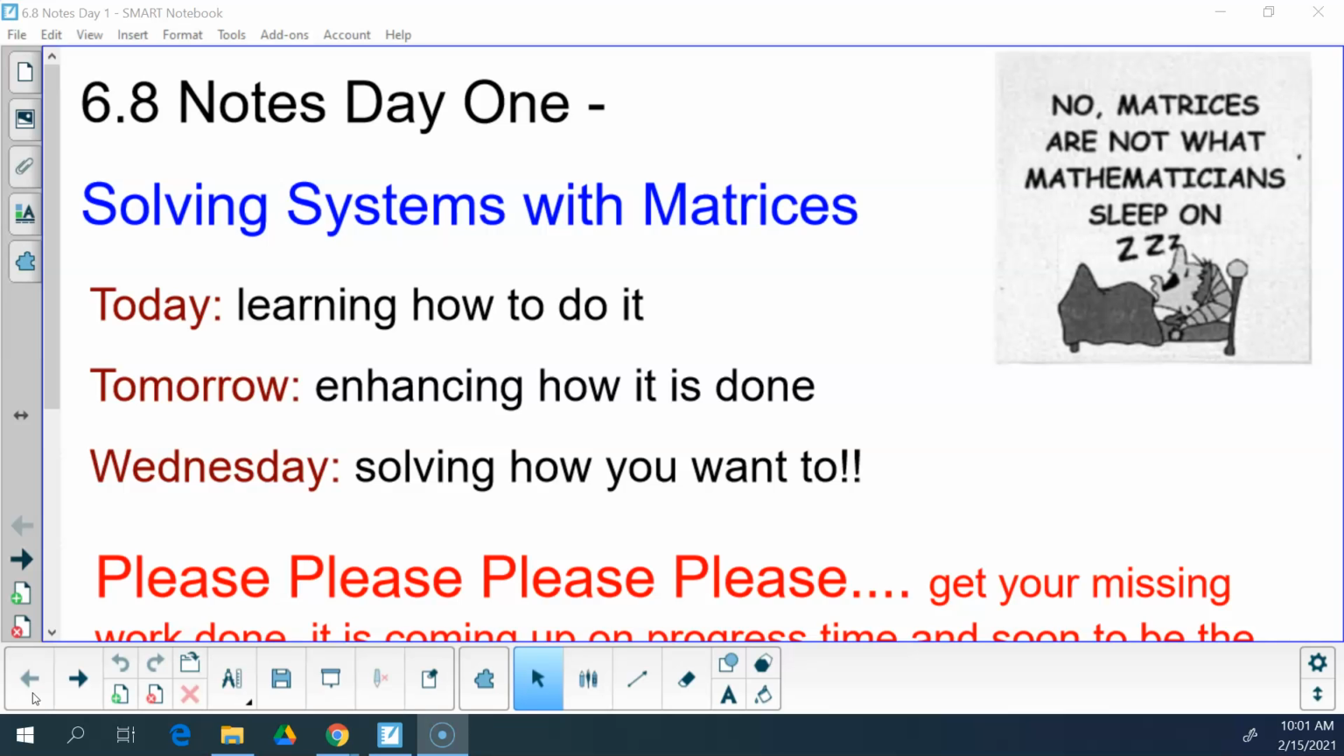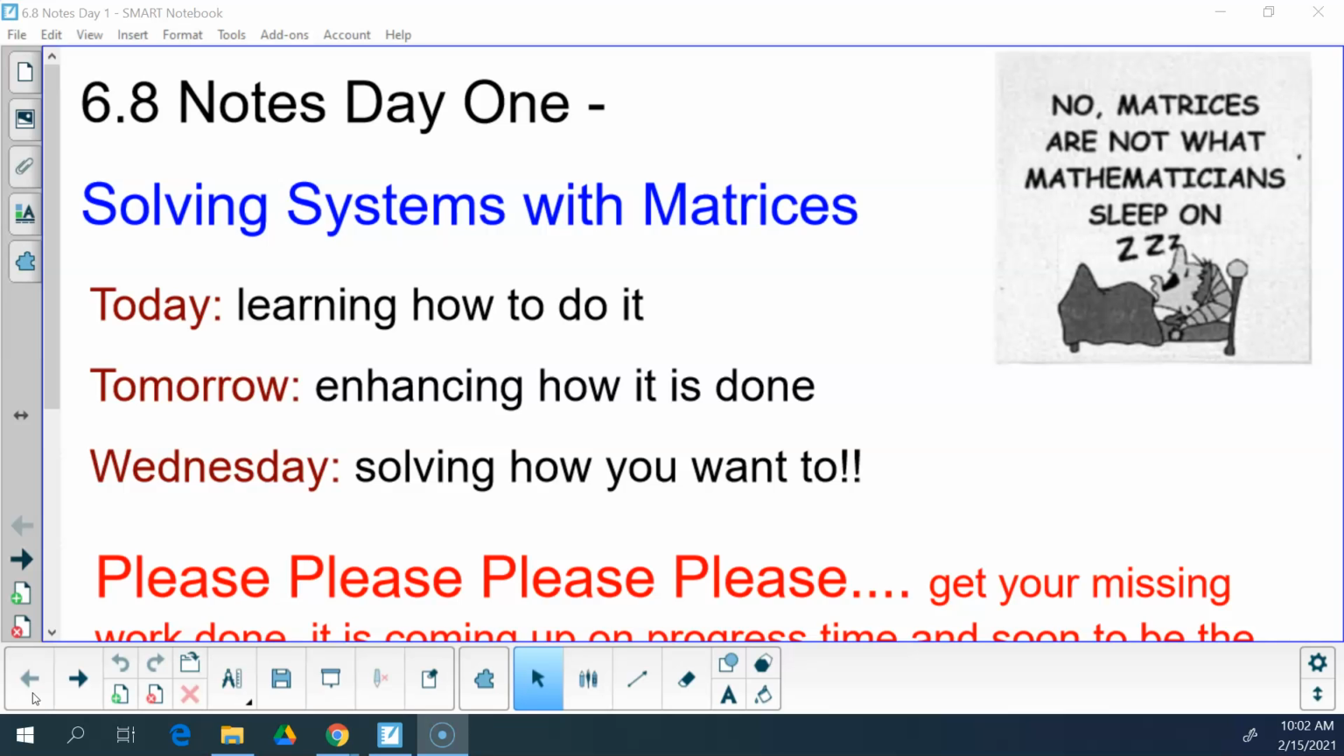All right, so we're going to start 6.8 today. It's going to be the last tool in our toolbox to solving systems of equations. We've got graphing, we've got substitution, we've got elimination, and now we're going to have matrices. So we're going to have 4 main tools in our toolbox. Today, we're going to learn how to do it.